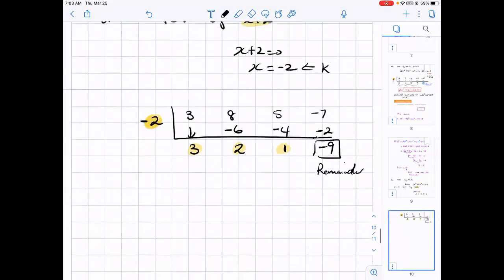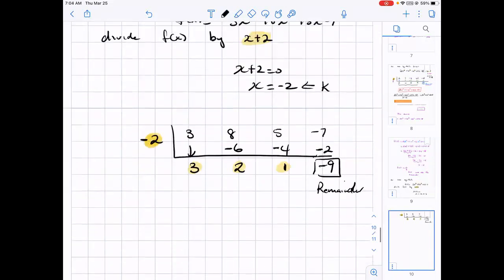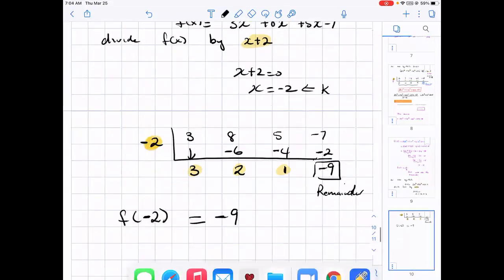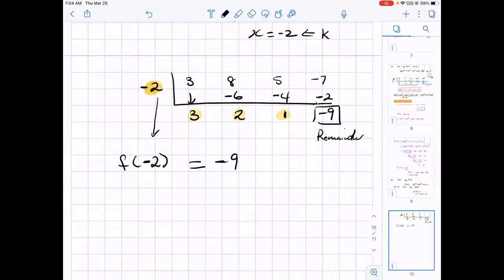But what I want to show you is that f of negative 2 is going to be equal to negative 9. Okay? f of negative 2 is going to be equal to negative 9. And we can try it. Let's see if this is true.